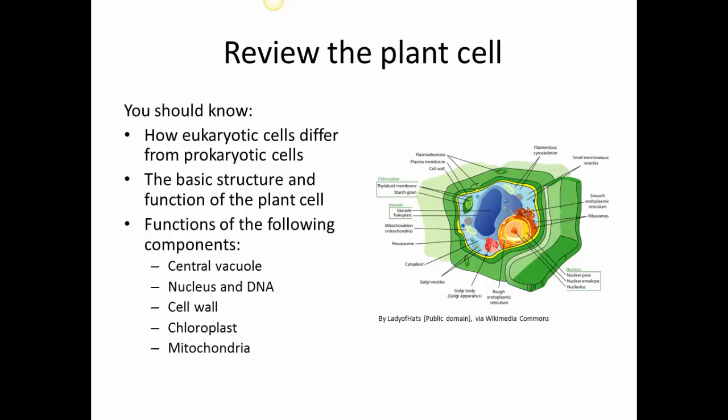That food is important, but what the cell really needs to function is a molecule called ATP. And it's the mitochondria that can take those carbohydrates and convert them to that energy source, ATP. So you should be familiar with the basic structure and function of the plant cell.